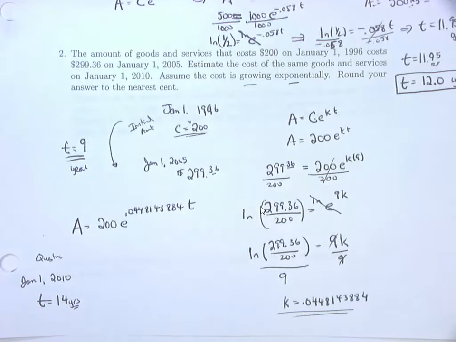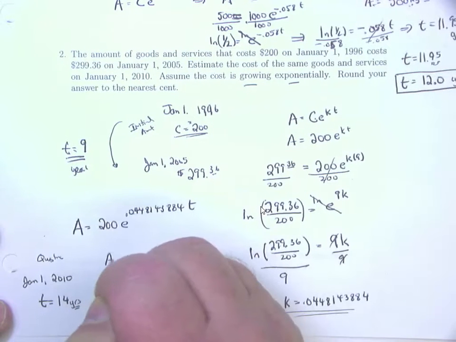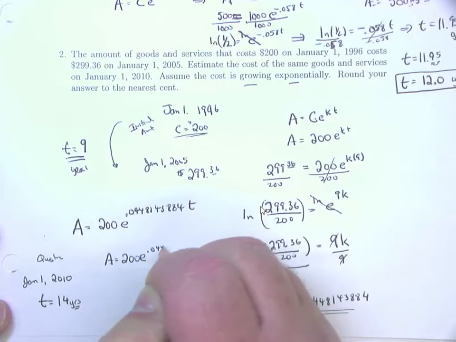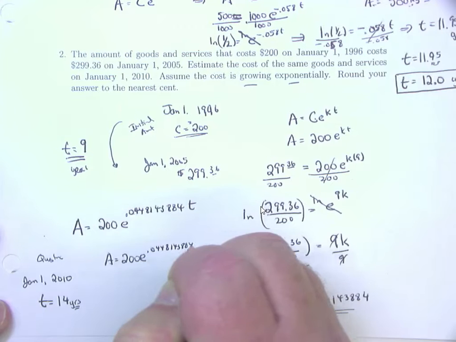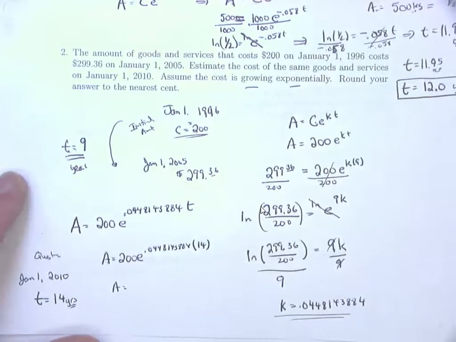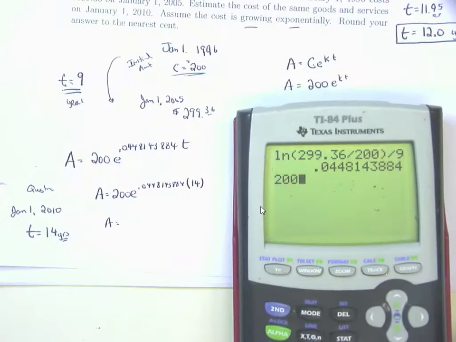Does that make sense? Did I lose you guys anywhere? Okay, so 14 years. Now I'm going to plug 14 into this guy, and I get A is equal to 200 e to the 0.044814388 times 14. And now, back to putting it on my calculator. 200 e raised to the 0.044814388, no rounding, times 14 years.